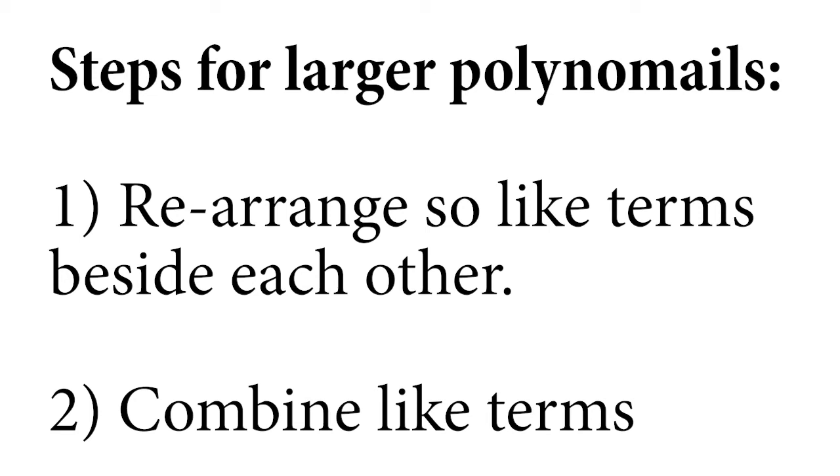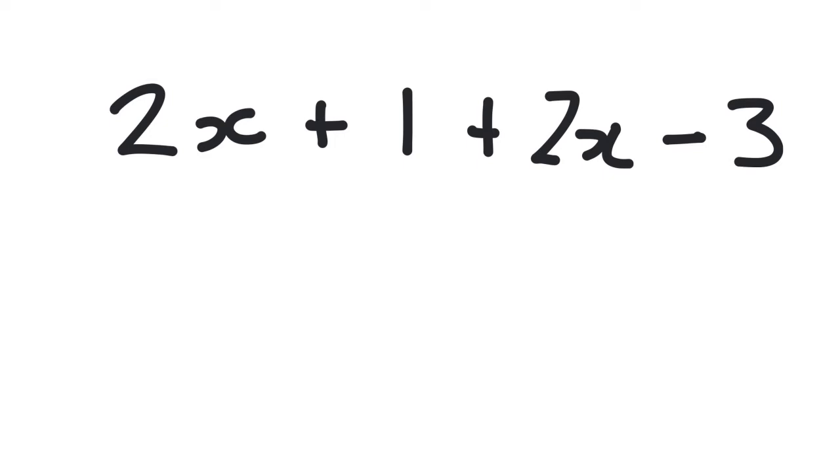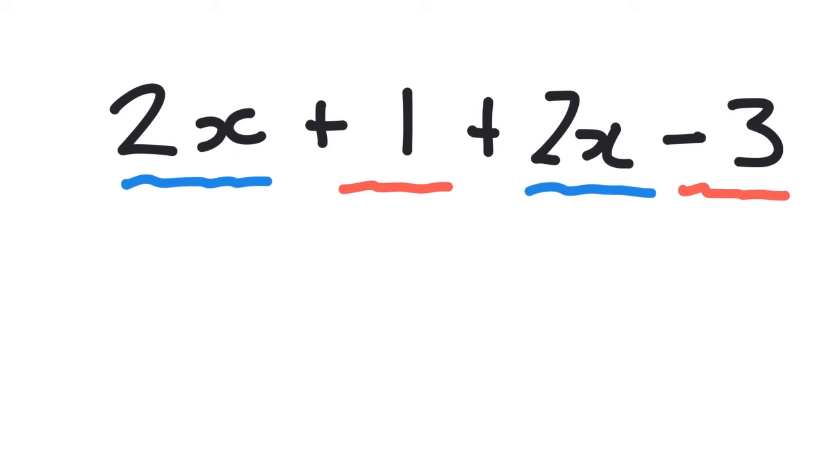So let's look at an example of a larger polynomial where we might have to combine like terms. So here we have a lot more terms. The first step is we want to put all like terms together. So we have to figure out, okay, which ones are like terms? Well, I see we have two terms that are x's, and I also see two terms that are just constants. So these are my pairs of like terms.